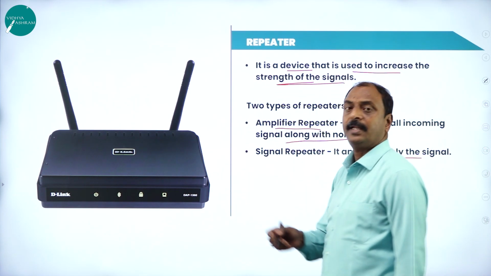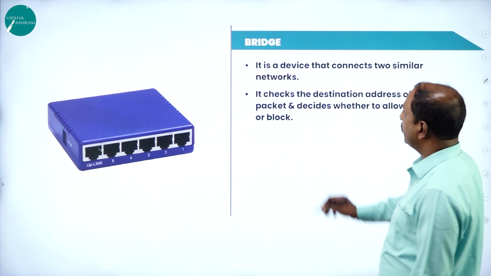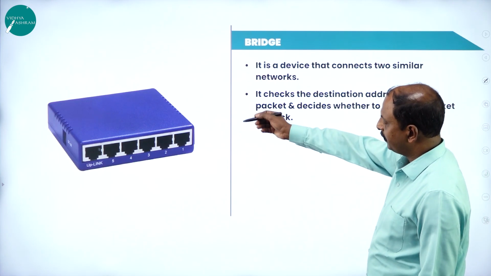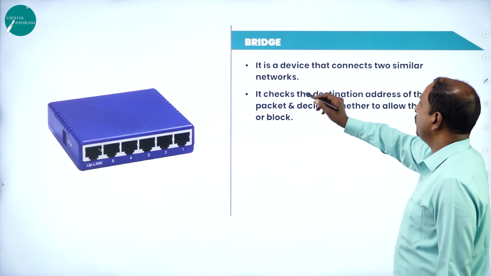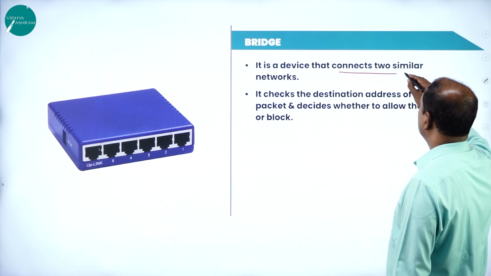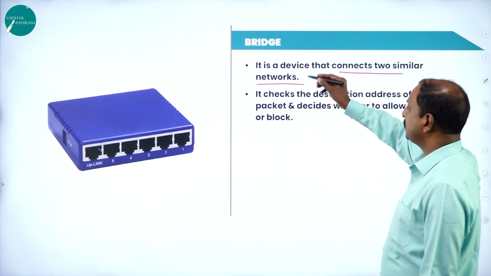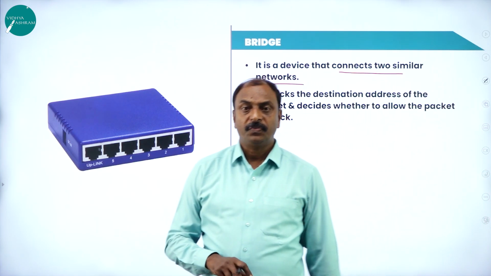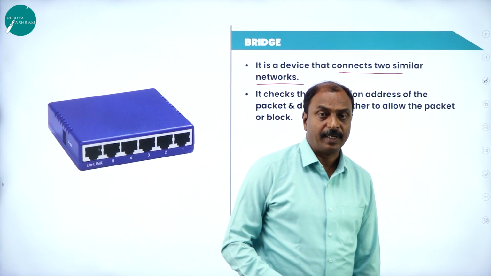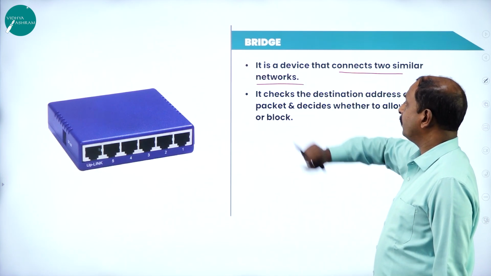So this is a network device, repeater. Next one is a bridge, and look at the diagram here. Again, this is a device with a number of ports. It is a device that connects two similar networks. So this is the advantage of this bridge. Here we are going to connect two different networks of the same type. That is where we are using a bridge.